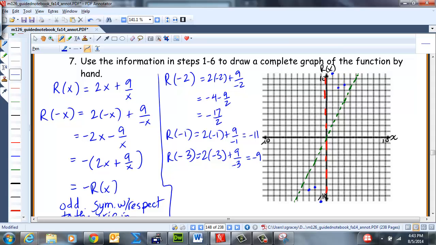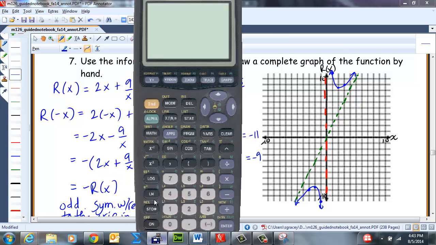So it looks to me like the graph is going to go something like this. All right, so let's see how we did by graphing it in the graphing calculator. So I'll graph the original version, which was 2 times x plus 9 divided by x. And look at that. We did it.